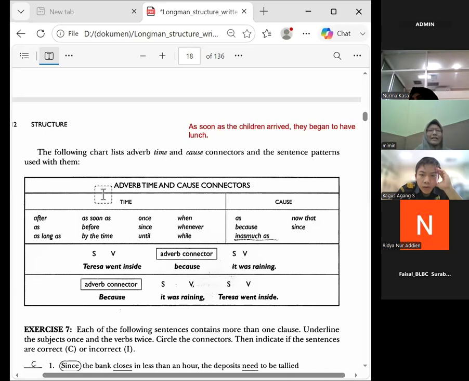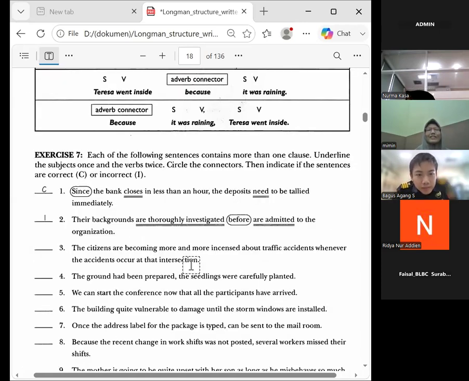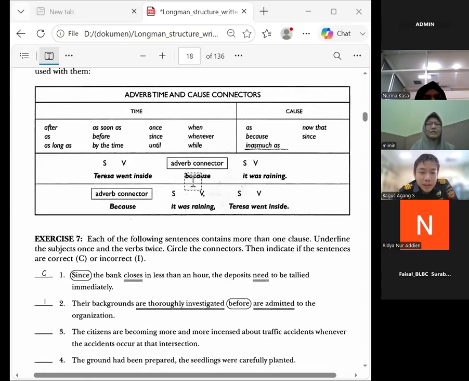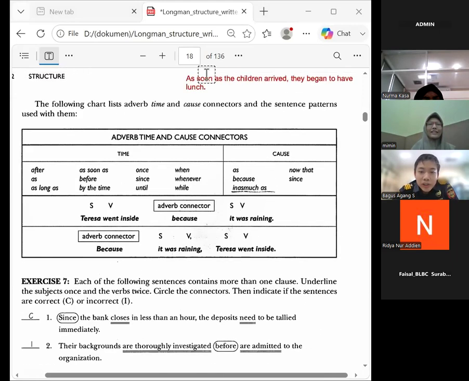Okay. Now, with the second form, we have "because", the adverb connector, to begin the sentence. It was raining, comma, Teresa went inside. Okay. Well, any questions up to this point? If not, I'd like you to go to the exercise. Each of the following. Coach, I have a question, please. Certainly. I guess each connector has its formula, right? I mean the tenses. Can you teach us about the formula for each connector?